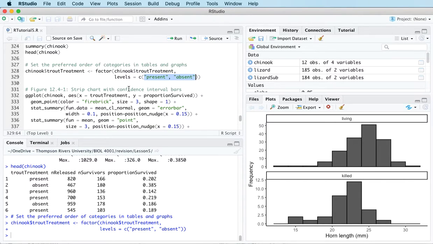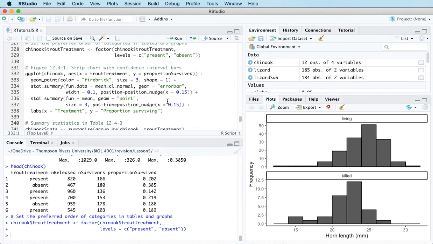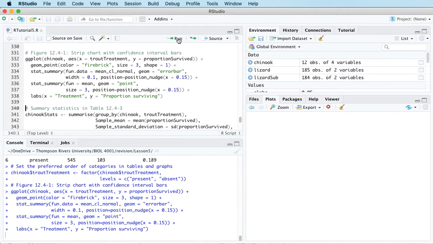Then in this case, instead of histograms, I'm going to look at strip charts, because I don't have nearly as much data as I had in the horned lizard example, and histograms aren't very meaningful when you have very small sample sizes. A strip chart shows me a little more clearly what's going on with this data set when we have such a small sample size.